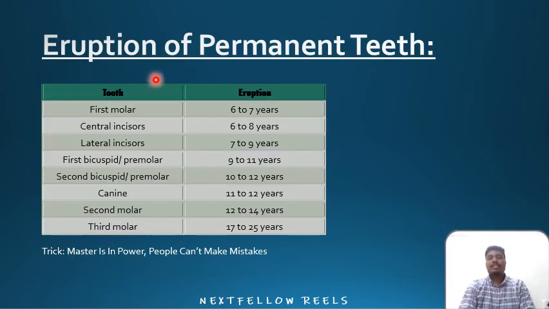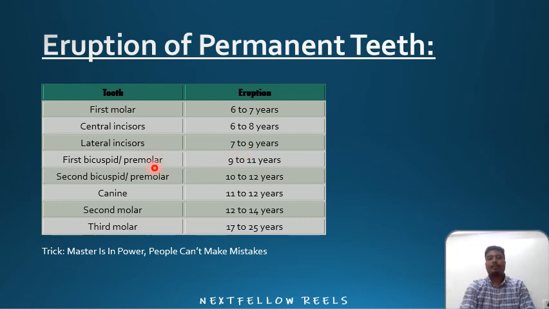Now, this is the eruption sequence of permanent teeth. The first molar erupts at the age of 6 to 7 years. The most important point is that the first molar erupts when all the temporary deciduous teeth are present. After that, the central incisor erupts at the age of 6 to 8 years. Then the lateral incisor erupts at the age of 7 to 9 years.